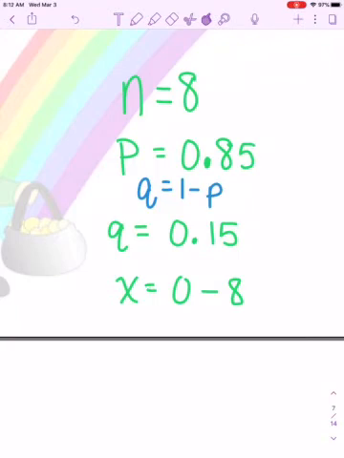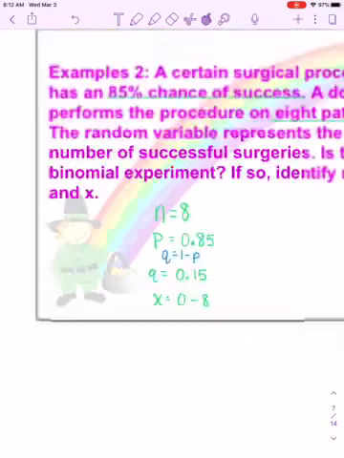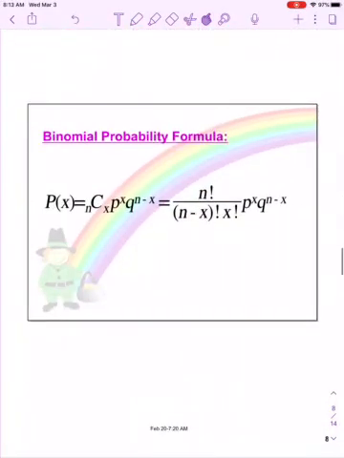Now, obviously the probability of him not having any successful trials is going to be really small because it's an 85% chance of success. If he does this 8 times, the probability of none of those working is going to be really small. The probability of all of them working is going to be a little bit higher because 85% is closer to 100, right? But that's still not as likely. So the other thing we have to do is figure out what's the probability of 5 of them working. What's the probability of 2 of them working? So we're finding the probability of a specific number of successes.